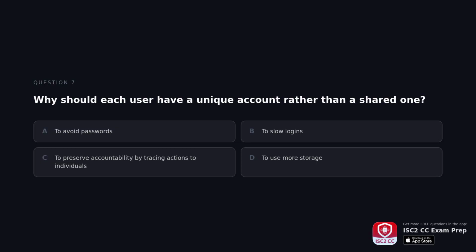Why should each user have a unique account rather than a shared one? A. To avoid passwords. B. To slow logins. C. To preserve accountability by tracing actions to individuals. D. To use more storage.